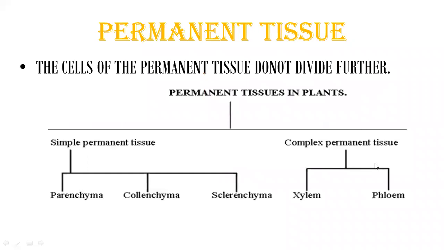So what is permanent tissue? Permanent tissues are made up of fully grown and mature cells that do not divide further. Permanent tissues are of two types, simple and complex. Simple tissues are made up of one type of cell and complex tissues are made up of many types of cells. Simple tissues are of three types: parenchyma, collenchyma and sclerenchyma. And complex tissues are of two types, xylem and phloem.